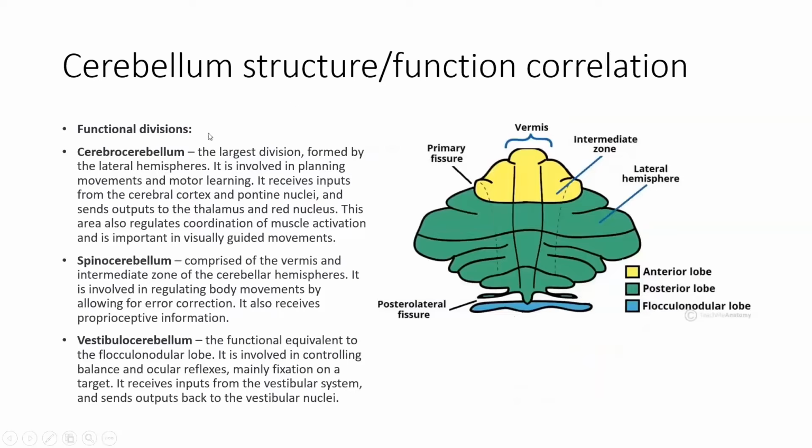And here's just an overview of the cerebellum, just to recap it very, very quickly. This is just how you can divide it functionally. So you have the cerebrocerebellum, spinocerebellum, and vestibulocerebellum. The cerebrocerebellum is going to be your lateral hemispheres. These are going to control your limbs, and it's important for visually guided movements. That's why, as we saw in the previous case, the one before this last one, they had an issue of a finger to nose test, which is a visually guided movement.